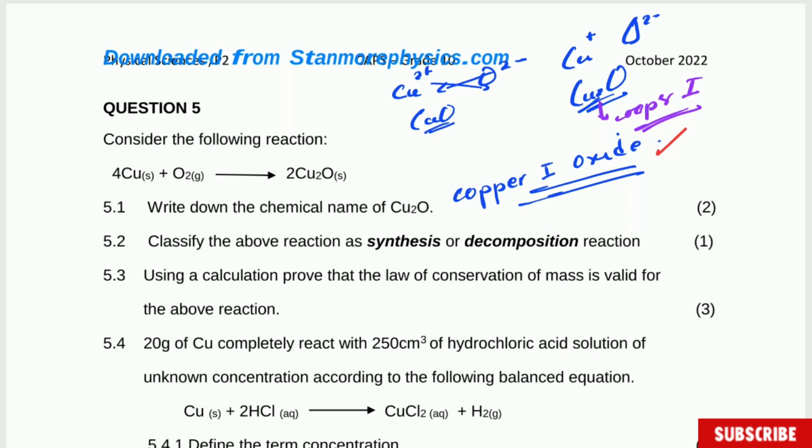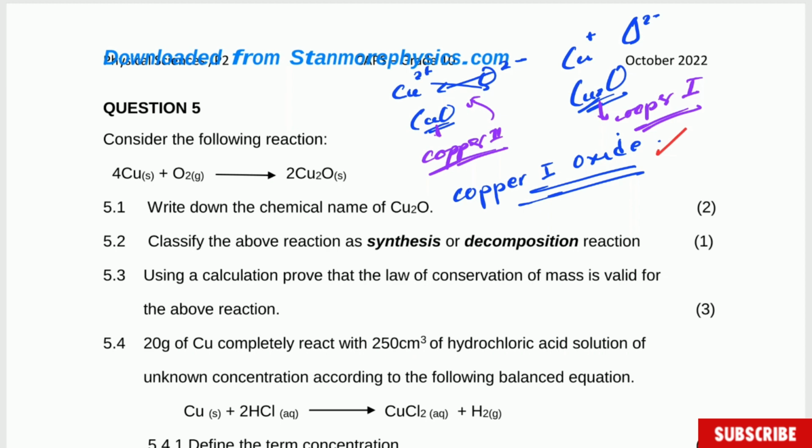Alright, so I hope this one is quite clear. It could be confusing. If it's copper 2, then because of the 2 of the oxygen, there will be nothing there. This one is copper 2. Okay, it's coming from there.